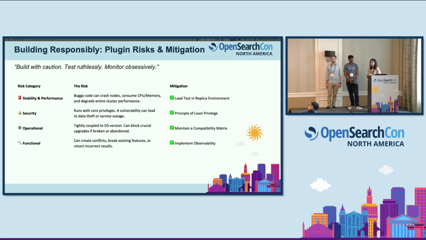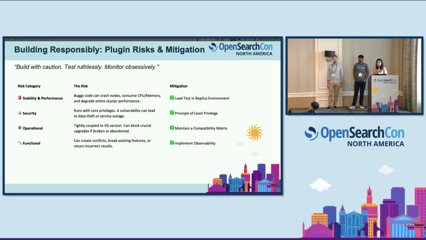A vulnerability in the plugin can lead to data theft and service outage. To prevent this, apply the least privilege principle, which means only request the bare minimum resources and permissions for the plugin. Plugins are tightly coupled to an OpenSearch version, so there are operational risks as well, as they can block crucial upgrades if plugins are broken or abandoned.